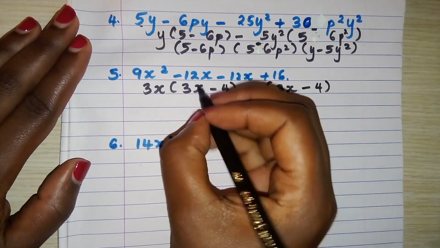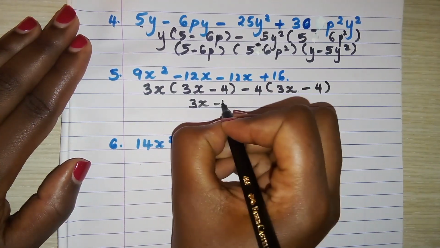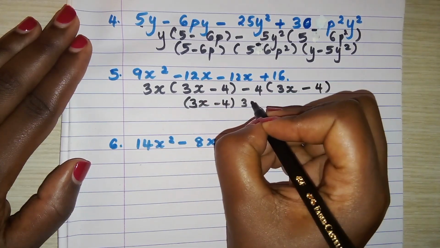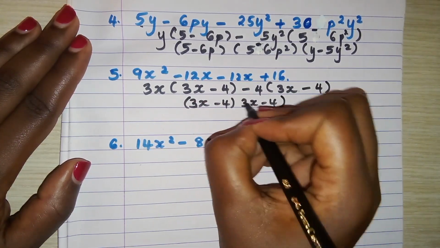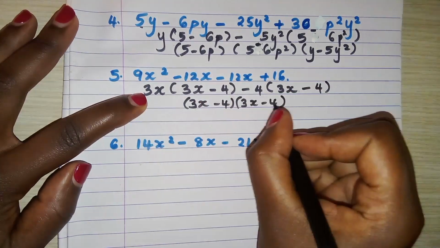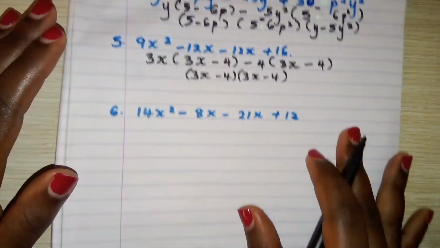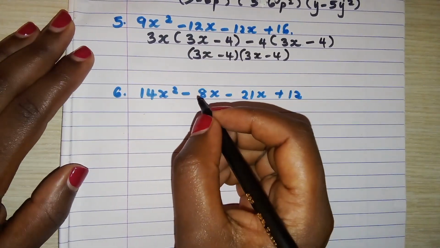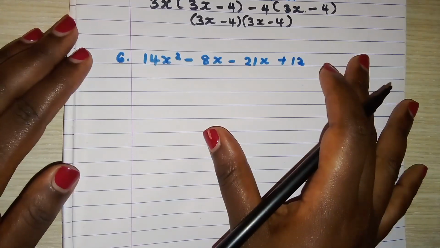Now these two are common, take only one. 3x minus 4 and 3x minus 4. 3x is this one, and then minus 4 is this one. The terms outside. Number 6, the last question.